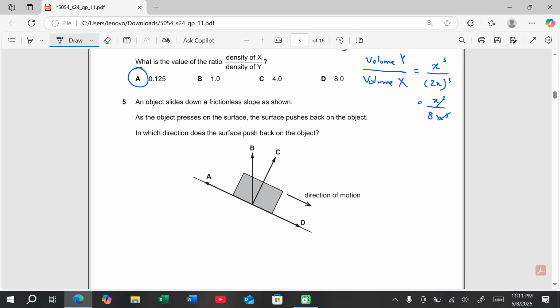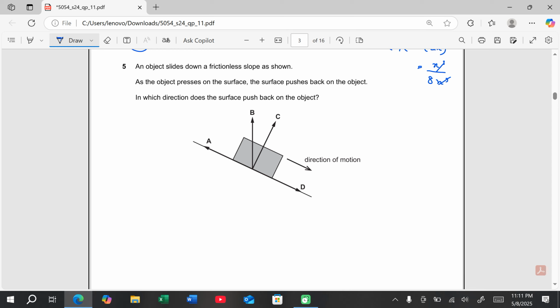Okay. Question number 5 says an object slides down a frictionless slope as shown. As the object presses on a surface, the surface pushes back on the object. In which direction does the surface push back on the object? So that's very easy. It is always perpendicular to the surface.